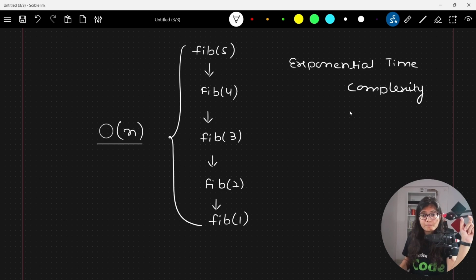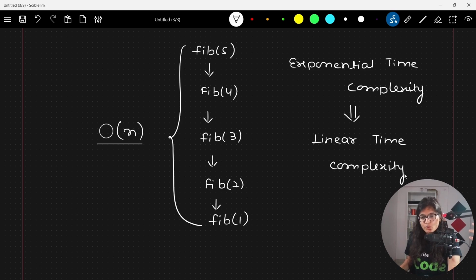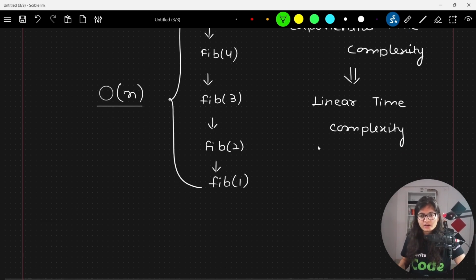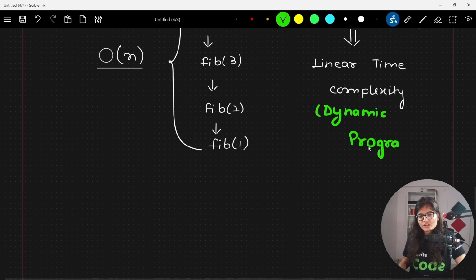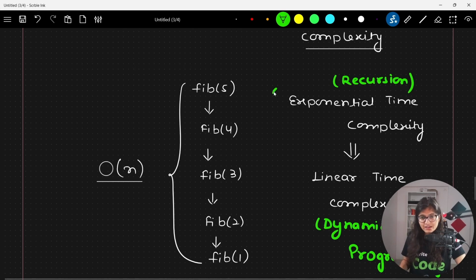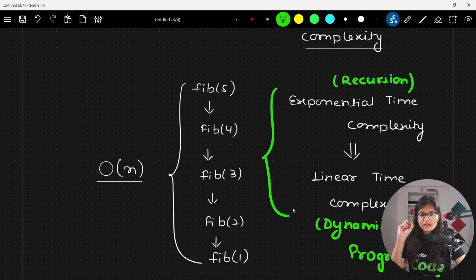And that is the bigger advantage of using dynamic programming. So now you will be having a linear time complexity instead of going towards the exponential. Exponential we were getting when we were using recursion, right? Linear we are getting when we are using the concept of dynamic programming, when we are using either a memoization approach or a tabulation approach. So that's where the advantage of dynamic programming comes into the picture.